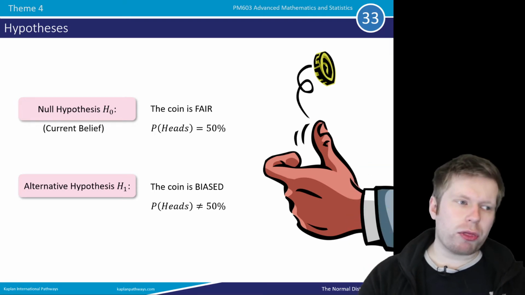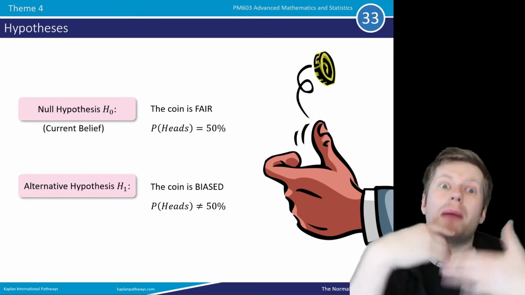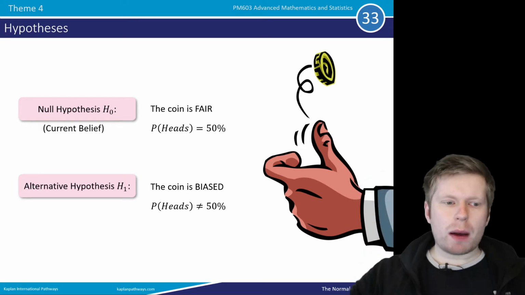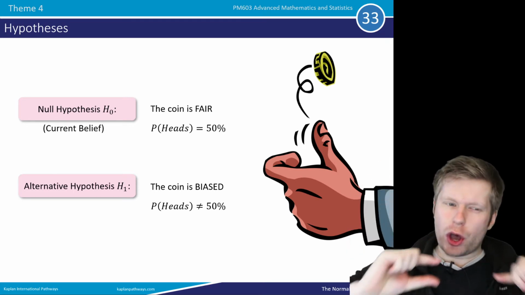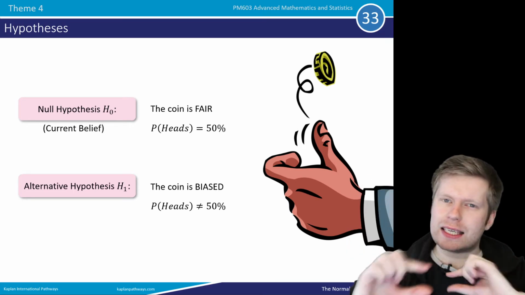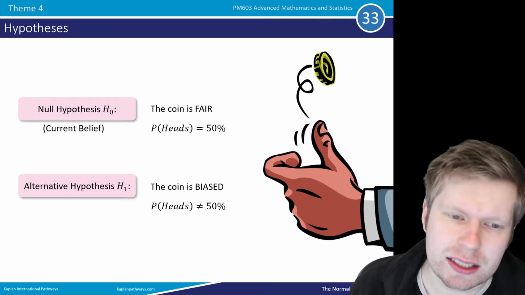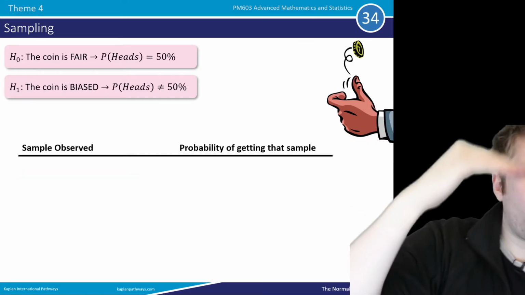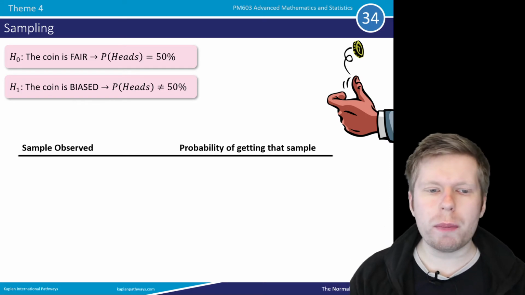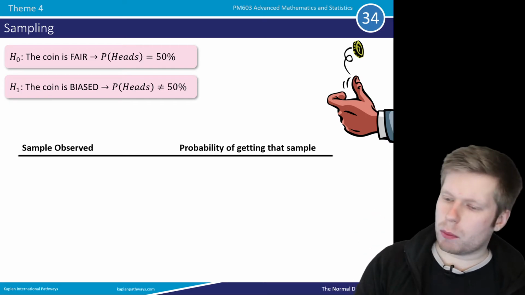So these are my two hypotheses, and whenever you do this kind of hypothesis testing, you always come up with your current belief, your null hypothesis, and then you say, okay, what's my alternative hypothesis? What am I going to test this null hypothesis against, okay? Okay, so let's go through this then. So I've put my null and my alternative hypothesis at the top, and I'm just simply going to flip this coin a number of times.